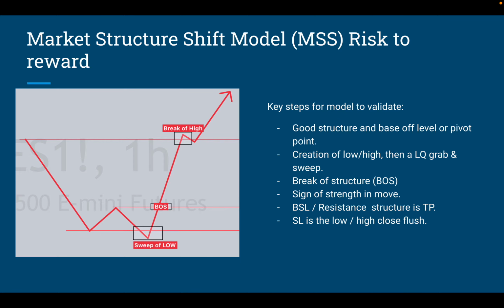Whenever we see an MSS form, you always want to see that happen towards a very key level, maybe a historic level, or it could be an intra-week level here. As long as it's very powerful and it's a very big level that you could really rely on, that's where you want to see it, right? That's the number one thing. Number two, a creation of low slash high, then a liquidity grab and sweep here.